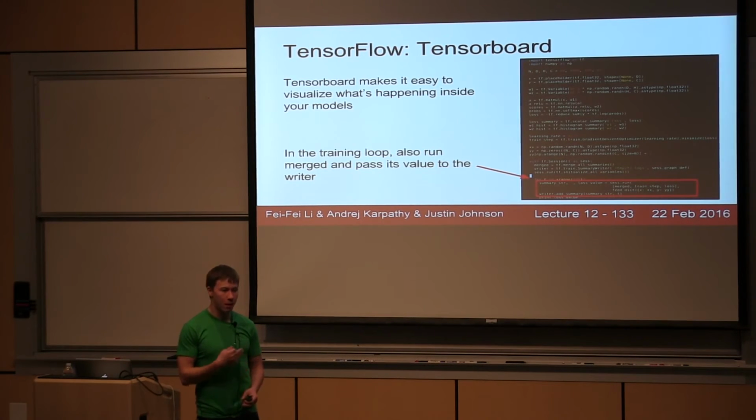So in the process of evaluating this merged summary object, it'll compute histograms of the weights and dump those summaries to disk. And then we tell our writer to actually add the summary. So I guess that's where the writing to disk happens. So once you run this thing, while it's running, it's constantly streaming all this information about what's going on in your network to disk.